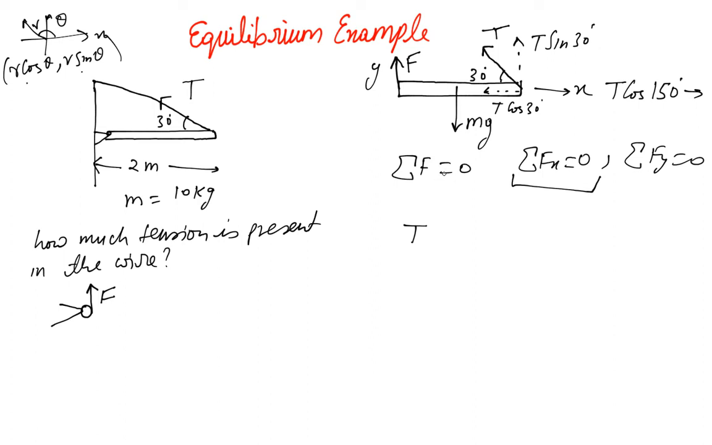Okay, so that gives us T cos 30 degrees, T in fact sine 30 degrees because we are talking about the y-axis direction, minus mg plus F equals 0. Okay, so this is the sum of forces in the y direction. How about torque? So the net torque should also be 0.